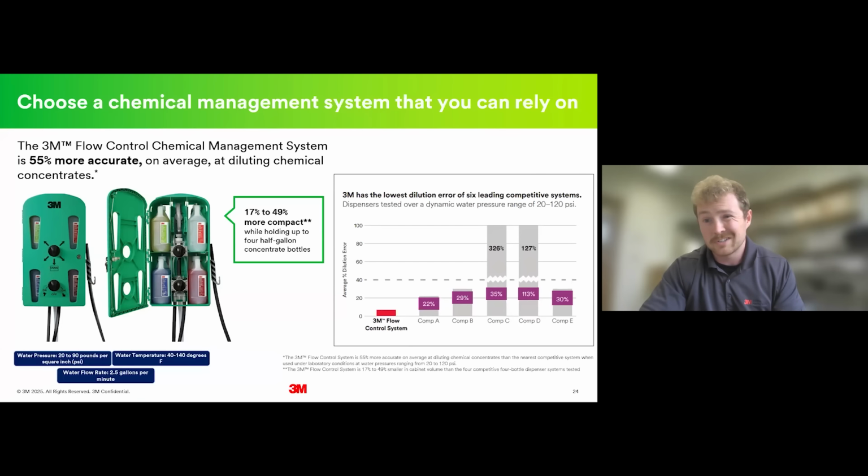You depend on it to deliver a solution that's ultimately going to be safer for you to handle. You depend on it to deliver a solution that could be killing the germs in your facility. There's a lot of trust in this chemical management system. So why it's called flow control, I alluded to it earlier. We control the flow of water from the wall to each of those quadrants in the cabinet here.